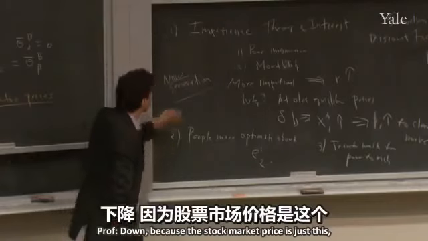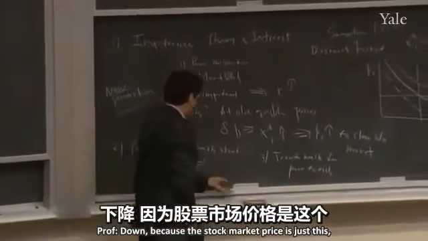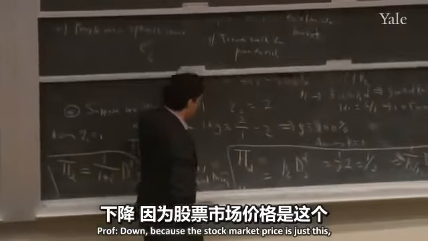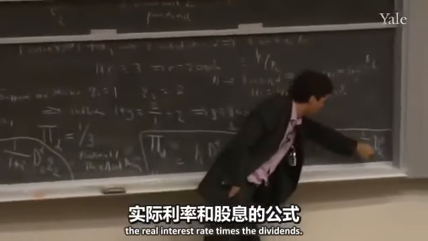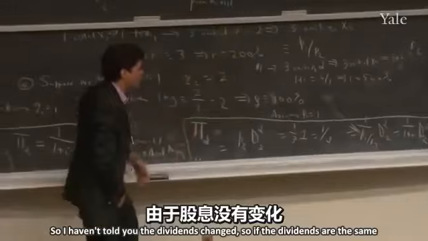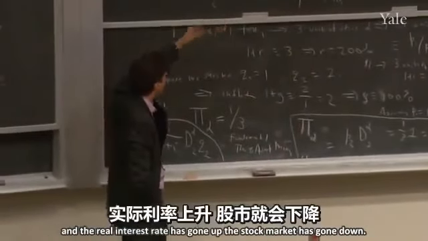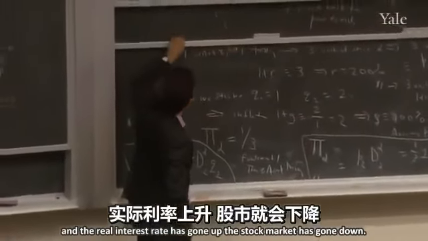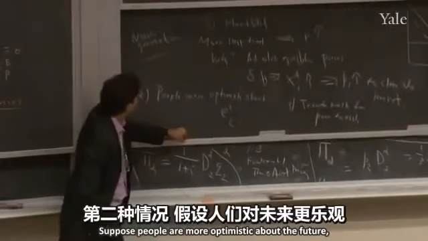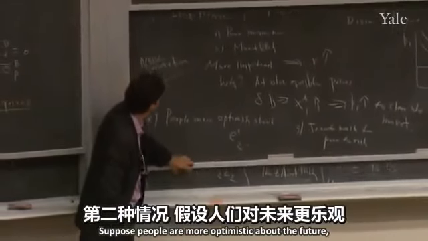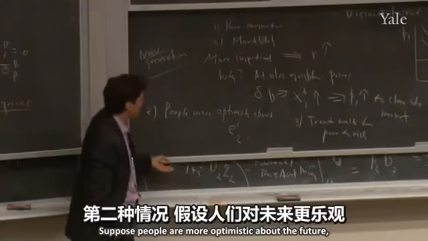Down, because the stock market price is just the dividend divided by the real interest rate. I haven't told you the dividends changed. So if the dividends are the same and the real interest rate's gone up, the stock market's gone down. So what happens if, suppose people are more optimistic about the future.